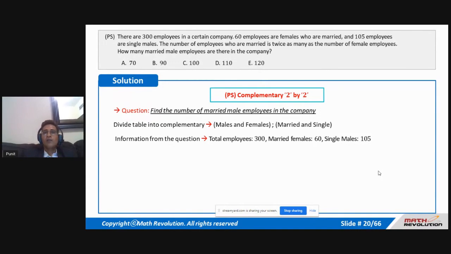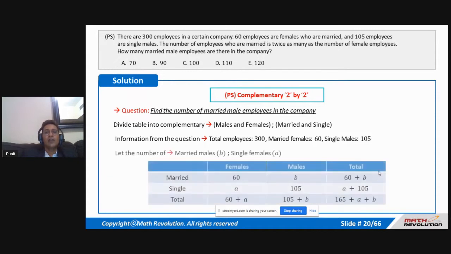And let's talk about the information that we get from the question. We have total employees as 300. We have married females as 60. We have 105 single males. This is how my complementary table would look. I'll assign the numbers. Let the married males be B and let the single females be A.